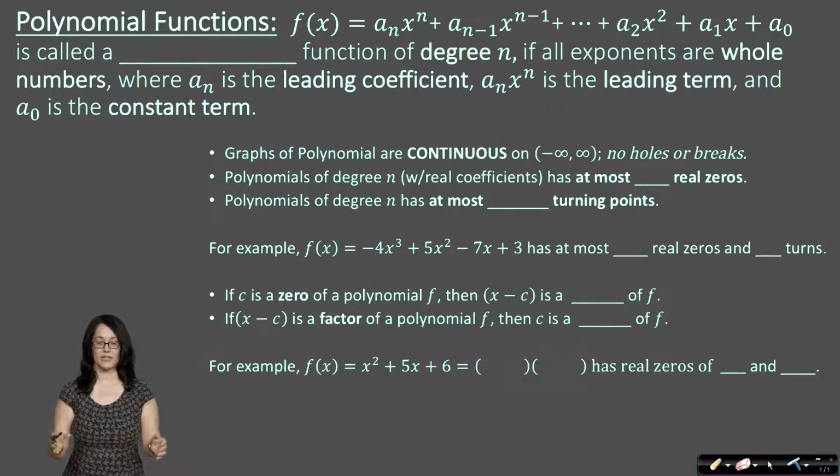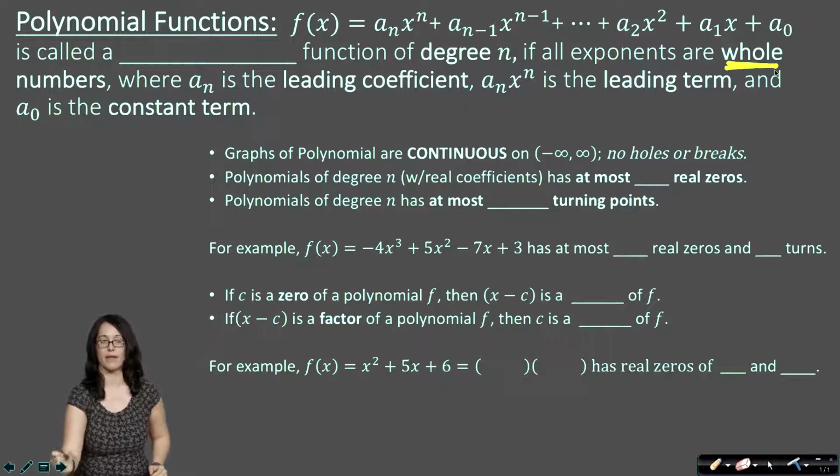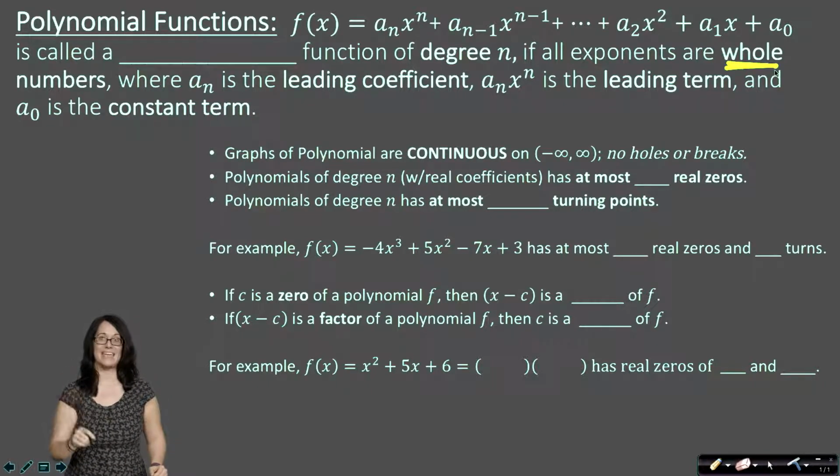The definition of a polynomial function is a function of degree n where all of your exponents, get this, are whole numbers. They can't be negative, they can't be fractions. They must be whole numbers. If there's one thing to highlight on your notes, it's that. Every single exponent must be a whole number.